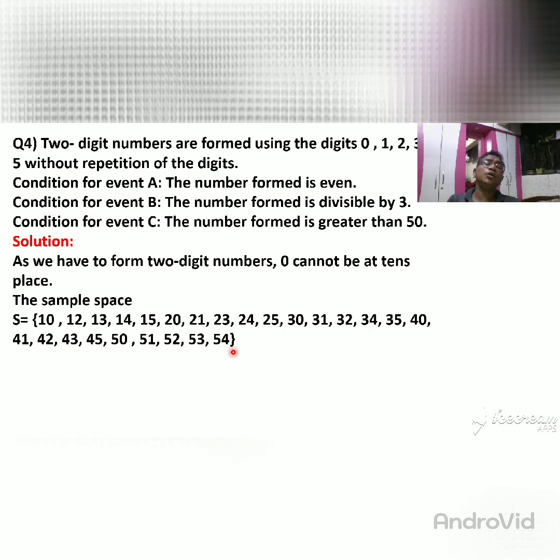Again, repetition is not possible there, so 55 is not right. Do you understand the sample space? In such a way we write the 2 digit numbers. So how many numbers are there?